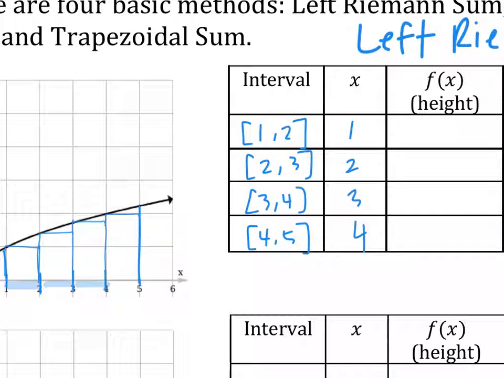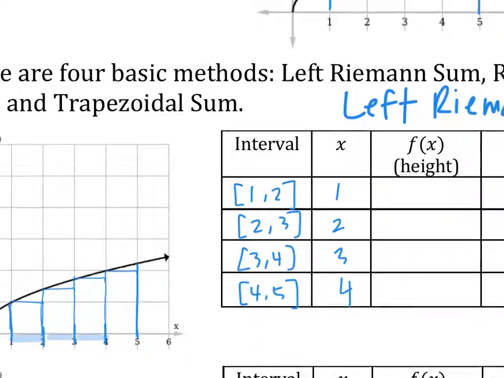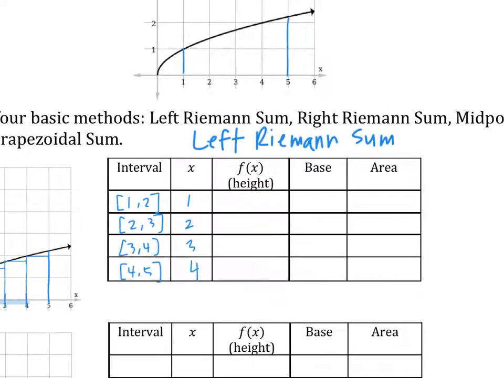The height of the rectangle has to do with the left-hand side. For example, how high is the first rectangle? 1. How did you know it was 1? Plug into f(x). So if you don't have a graph, how would you be able to tell how high this is?